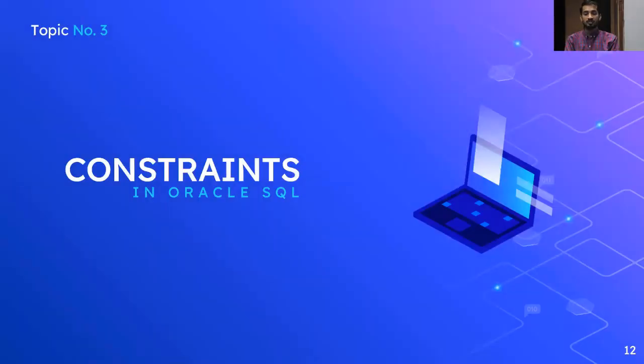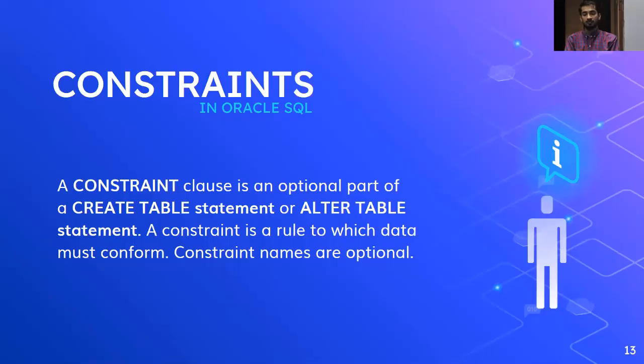Number three, constraints in Oracle SQL. So, what is a constraint in Oracle? A constraint clause is an optional part of a CREATE TABLE statement or ALTER TABLE statement. A constraint is a rule to which data must conform. Constraint names are optional, so a constraint is optional. You can write it in a CREATE TABLE, or you can leave it out if you don't want it. It is a rule that we define when we create something, like CREATE TABLE or CREATE VIEW, etc.